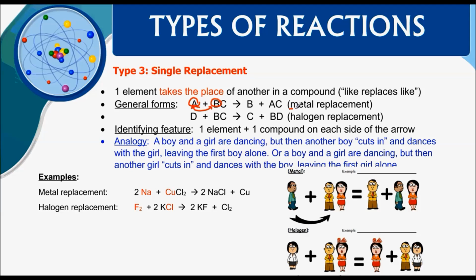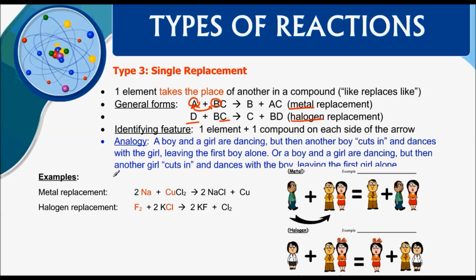And this would be an example of metal replacement. That's why it's like replaces like. So 2 metals can switch places, or like in the next example, 2 non-metals or halogens, to be more specific, can switch places. The identifying feature for this one is one element in a compound on each side of the arrow.